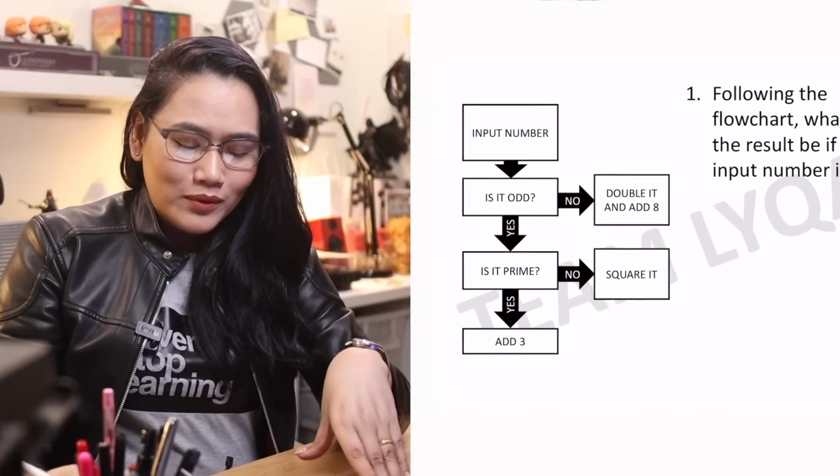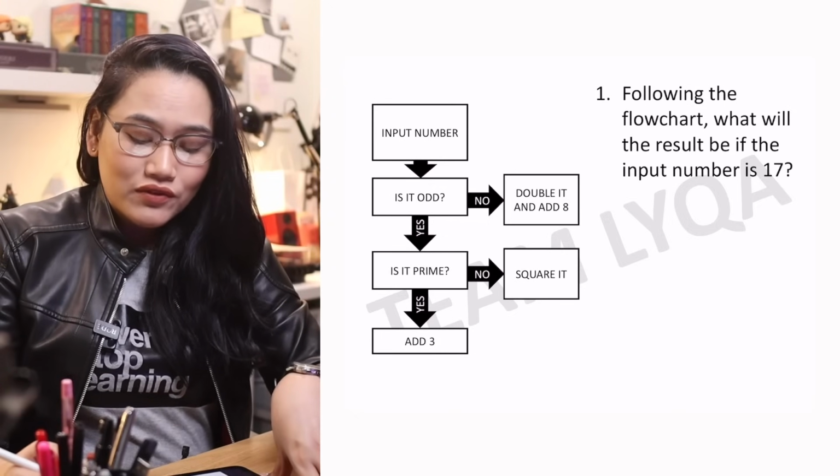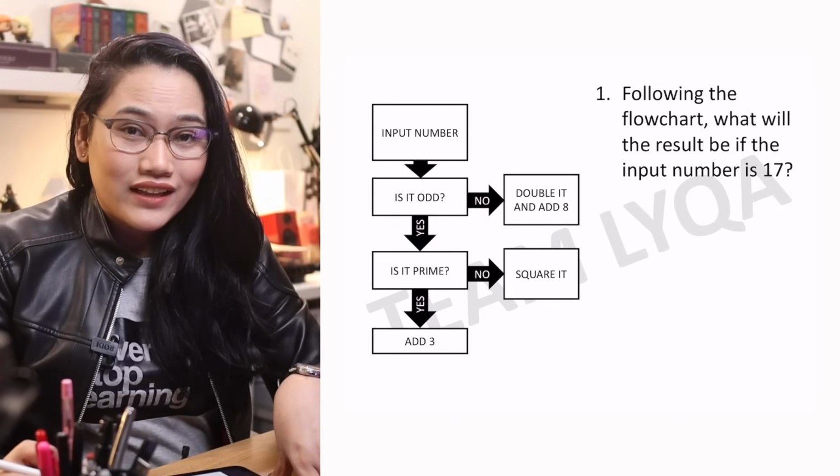Flow, yung isa pang word. So, ibig sabihin nun, we're just going to go with the flow and figure out kung saan papunta yung journey na ito ng input number natin. Now, if you have a sample problem like this, sabi dito, following the flow chart, what will the result be if the input number is 17?